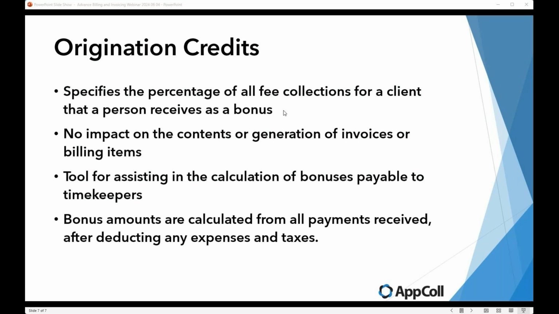What we've implemented in AppColl is just a generic bonus calculation mechanism. It doesn't have to be related to origination. It basically just specifies the percentage of all fee collections, not billings, collections for a client that a given person receives as a bonus. You can set up as many of these as you want. They can be overlapping. You can have one attorney getting fees from 5 clients and another attorney getting fees from 2 clients that overlap.